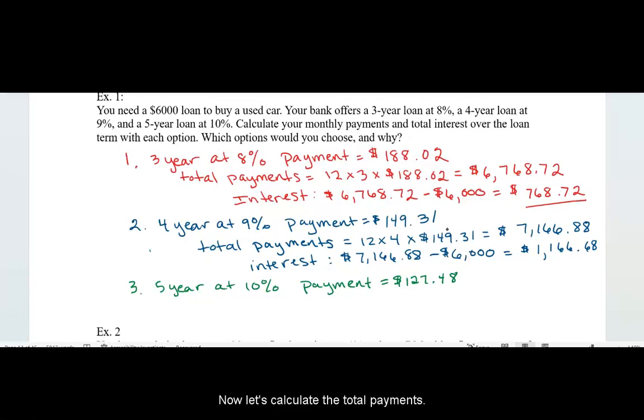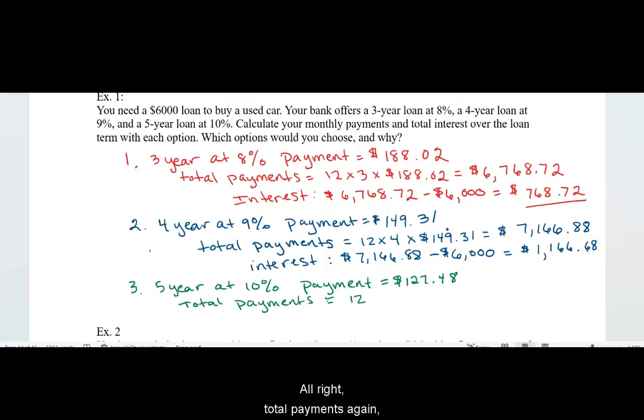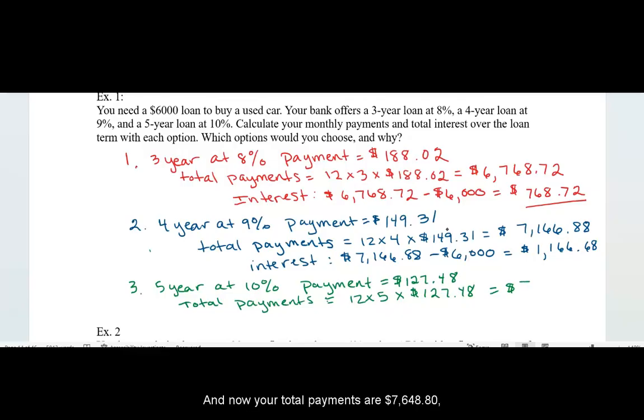Now, let's calculate the total payments. We have to do some math here, some algebra. Total payments, again, 12 payments a year, but 5 times, 5 years, that's 60 payments, and then times your monthly payment. So multiply that all together. And now your total payments are $7,648.80.